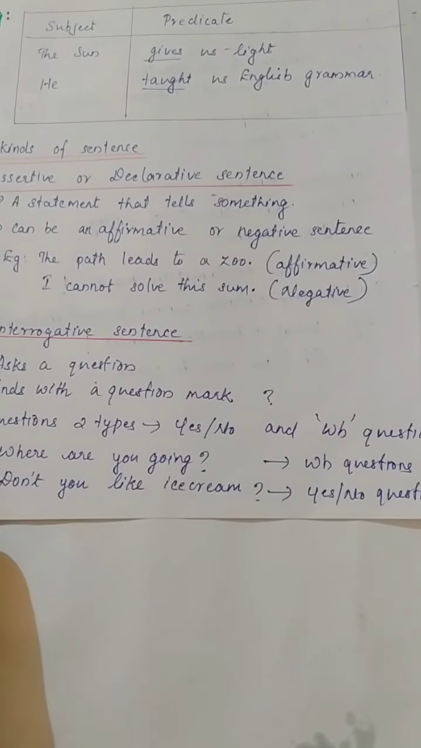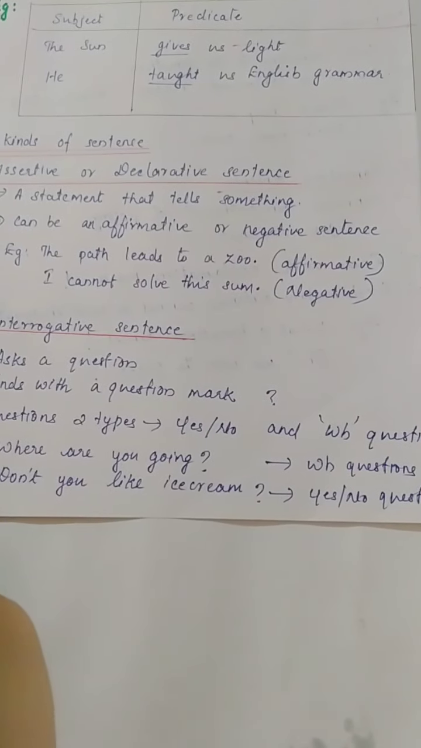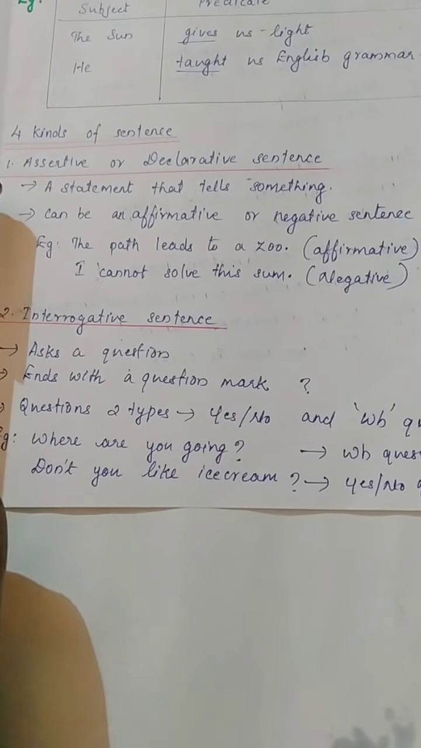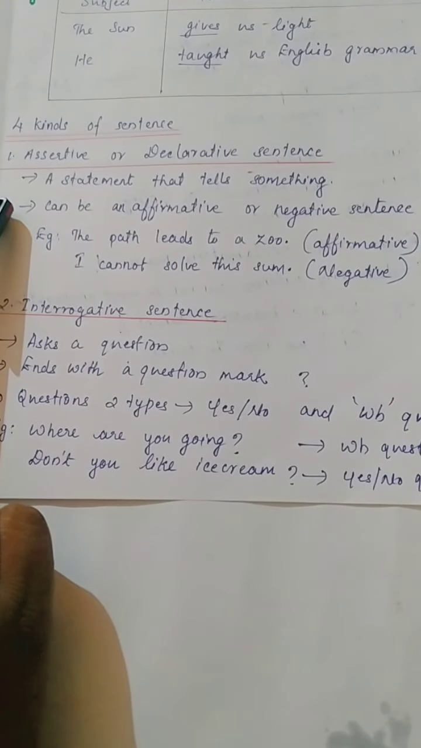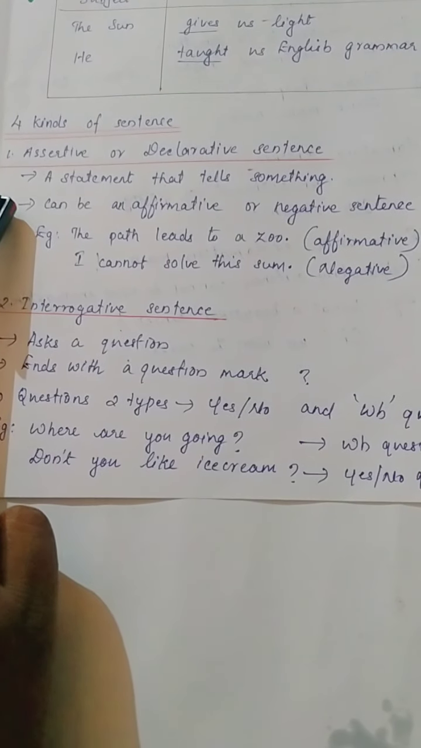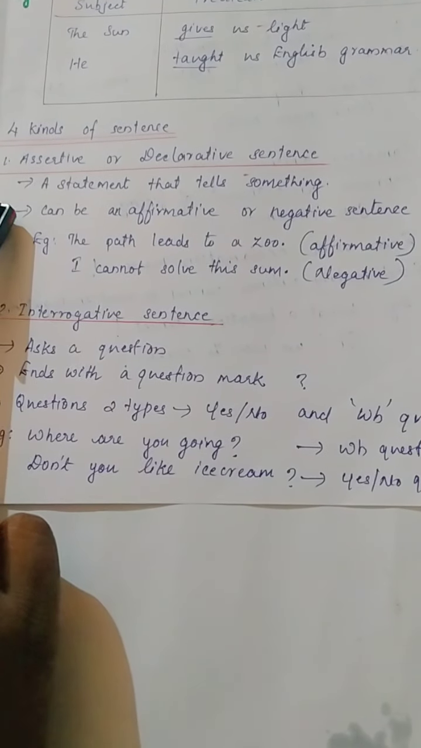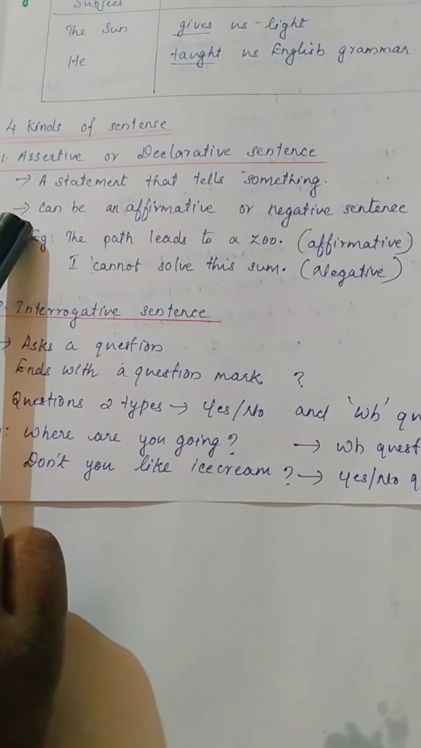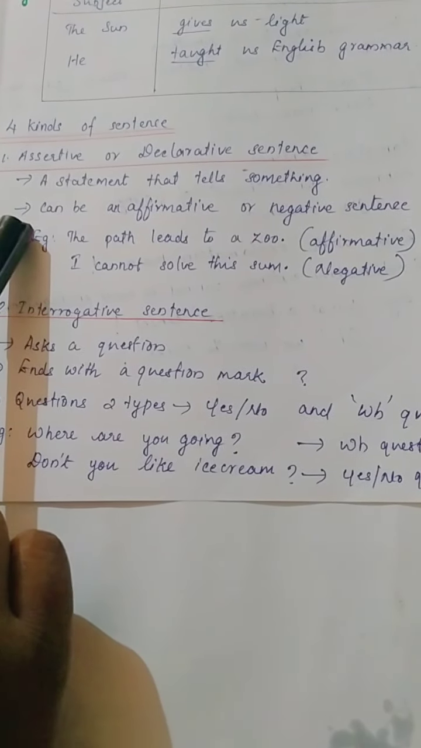There are four kinds of sentences. The first one is assertive or declarative sentence. An assertive sentence is a statement that tells something. It is a simple statement, and it can be an affirmative or negative sentence.